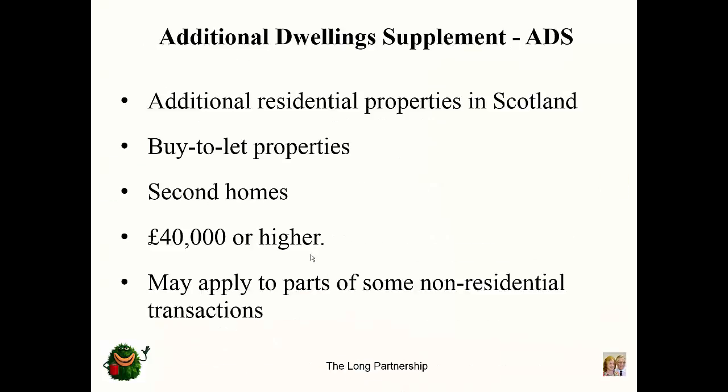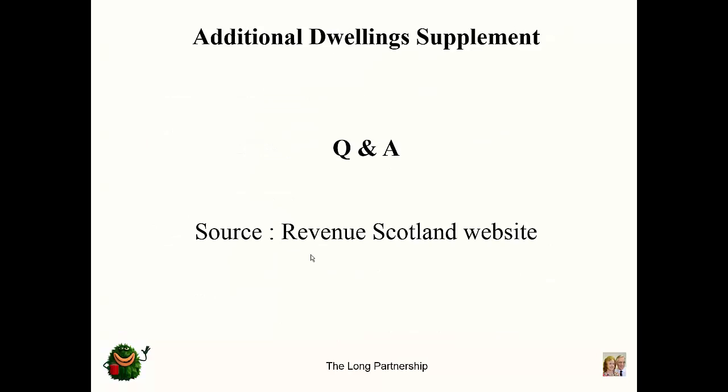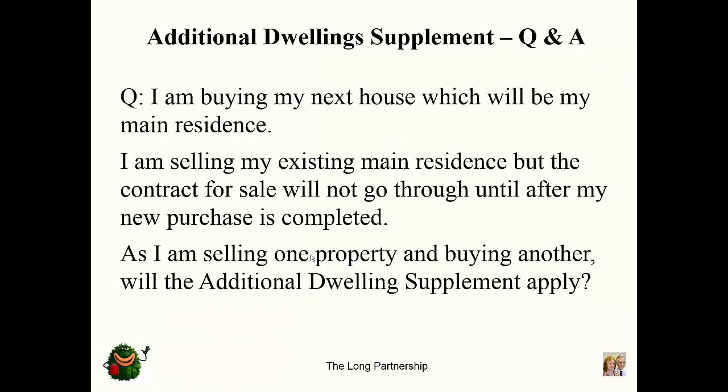Now, I think this is going to catch a lot of people out, because it applies to additional residential properties. The additional property is in Scotland, but it doesn't matter where the original property was. It can apply to buy-to-lets, but not all the time. It can catch second homes, but it's limited to properties costing more than £40,000. So let's now look at some questions and answers which are on the Revenue Scotland website, but give a useful insight into the operation of the tax.